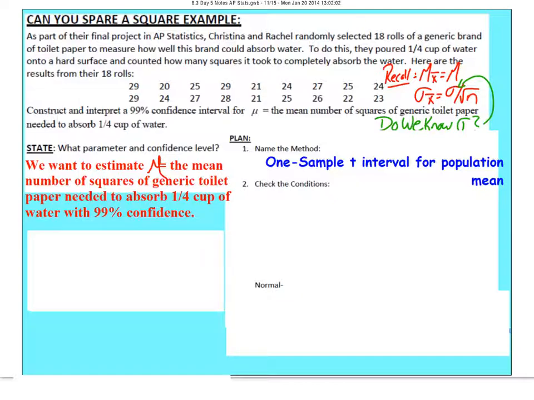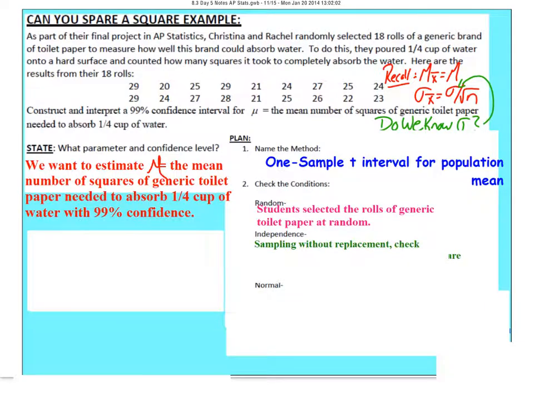Okay, let's check our conditions. For randomness, we would say here, students selected the rolls of generic toilet paper at random. And then for independence, students are sampling without replacement, so we're going to check the 10% condition. It's reasonable to believe that there are more than 180 rolls of toilet paper.